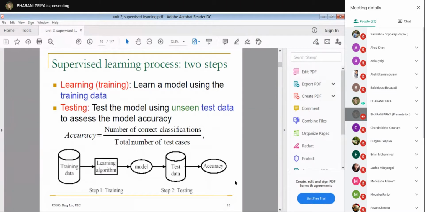Supervised learning has two steps. First of all, when you have a data, the data is divided into two parts: training data and test data. And when you are dividing the data into two parts, you need to remember one thing. What is that? The data should be identical. What do you mean by data should be identical?